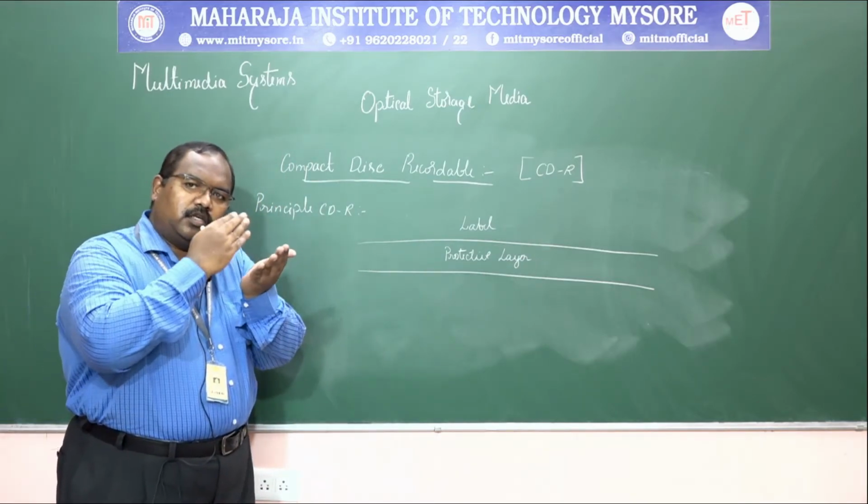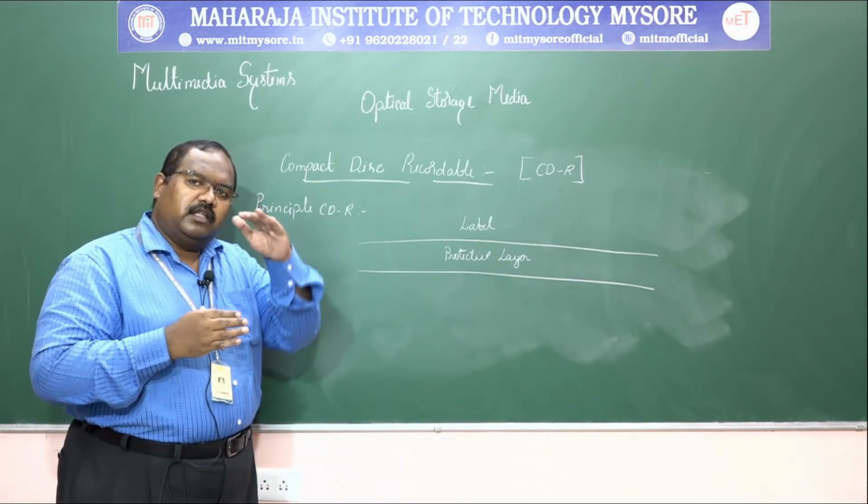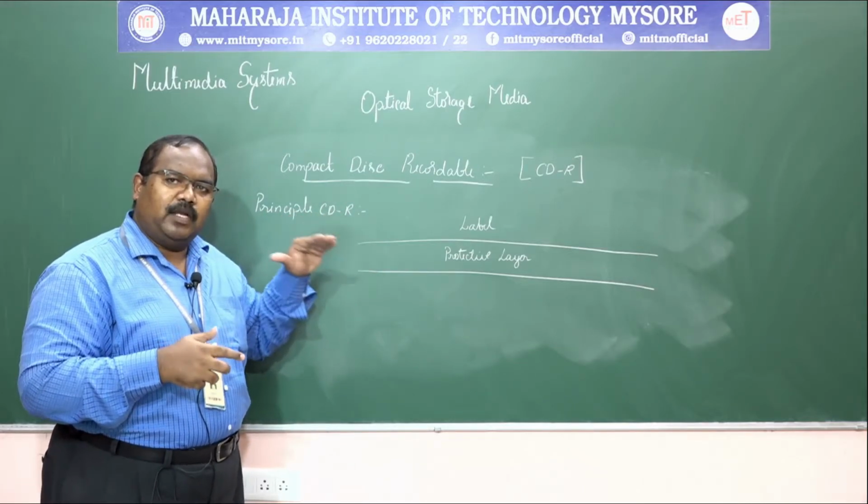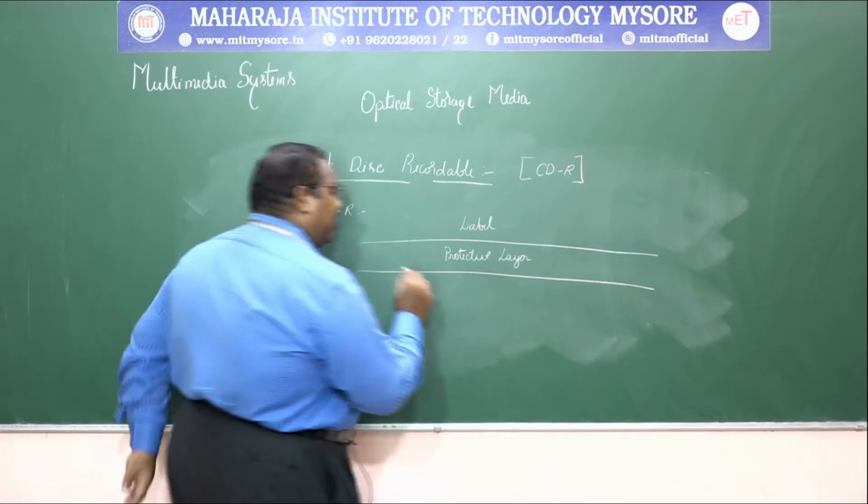When you talk about the cross section of a CD, the topmost would be the label. After that, there will be a protective layer. Below that, there would be a reflective layer.